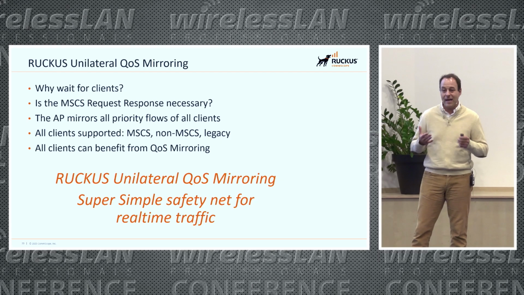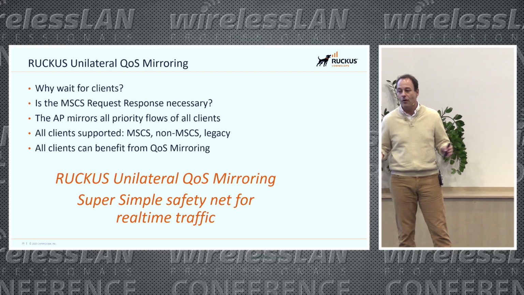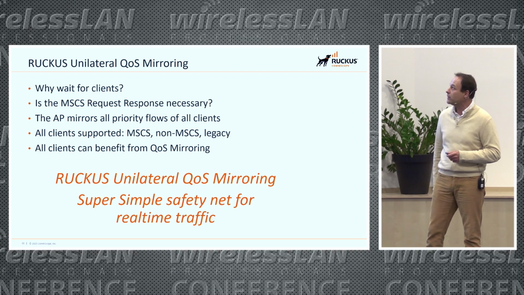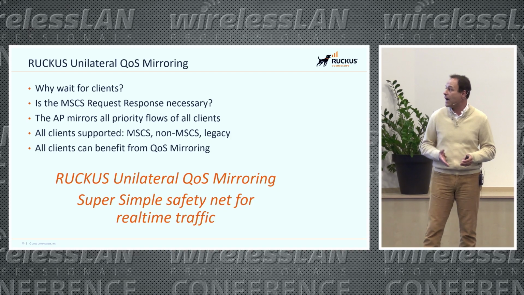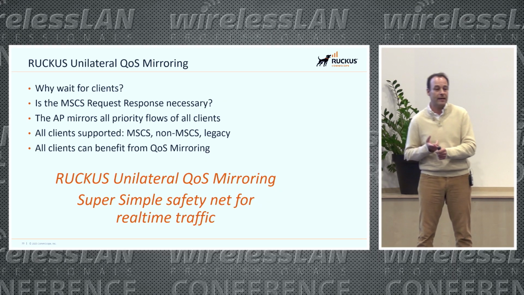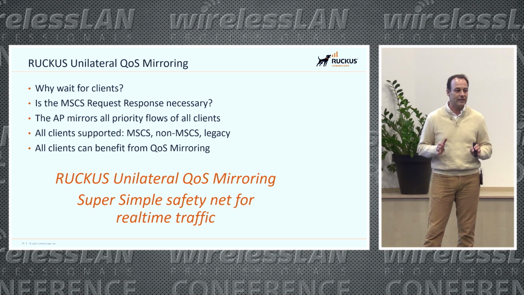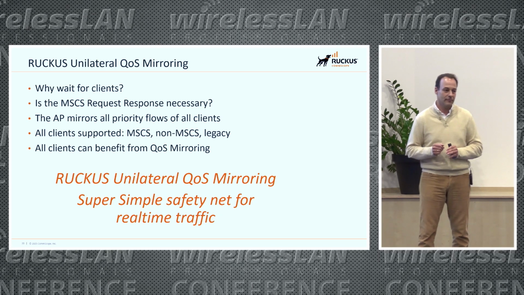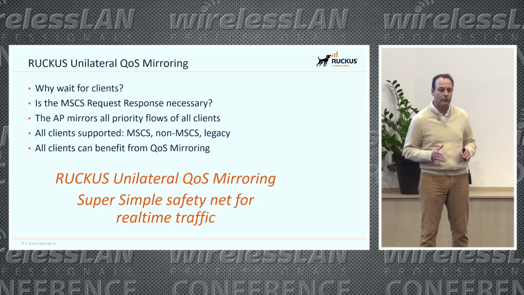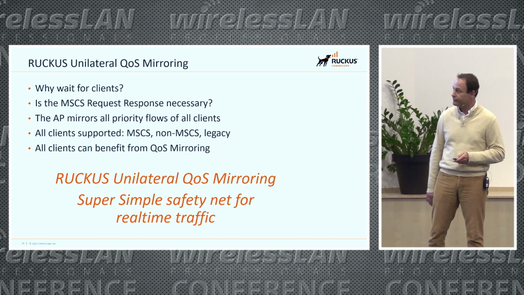Why don't we just mirror the QoS of all priority flows automatically for all clients? If we do this, this is another implementation that is called unilateral QoS mirroring. And if we do this, then all clients will be supported. Legacy clients, MSCS clients, non-MSCS, all of them will be able to benefit from QoS mirroring. So you can see this is a very simple way to improve a lot the user experience on real-time applications.